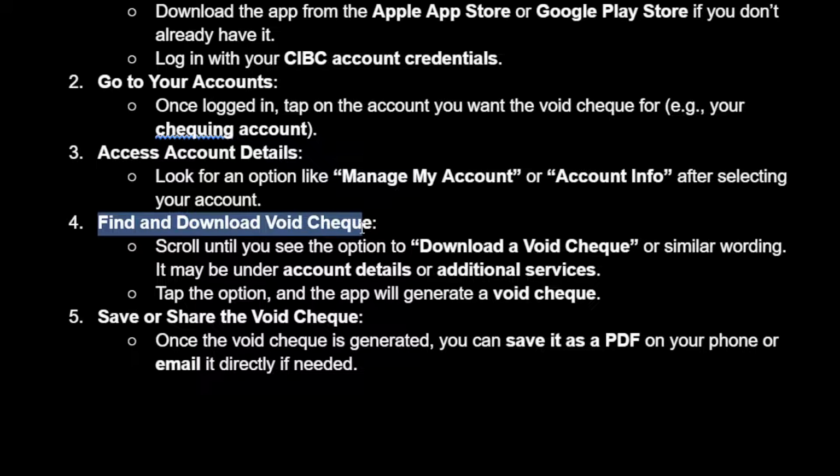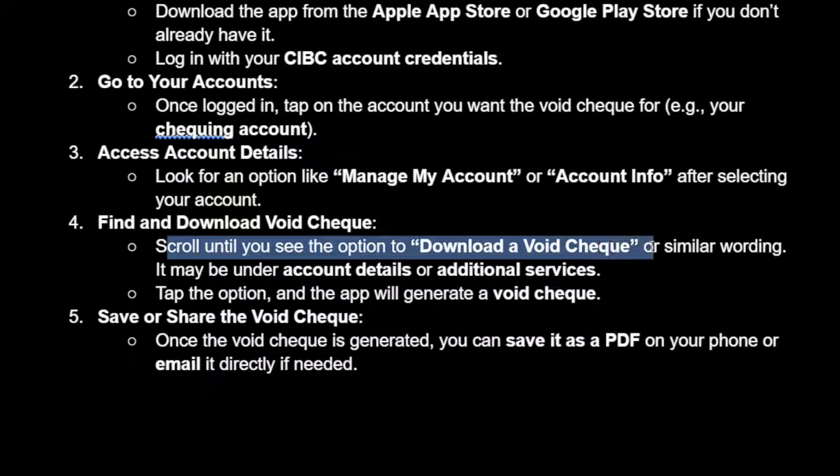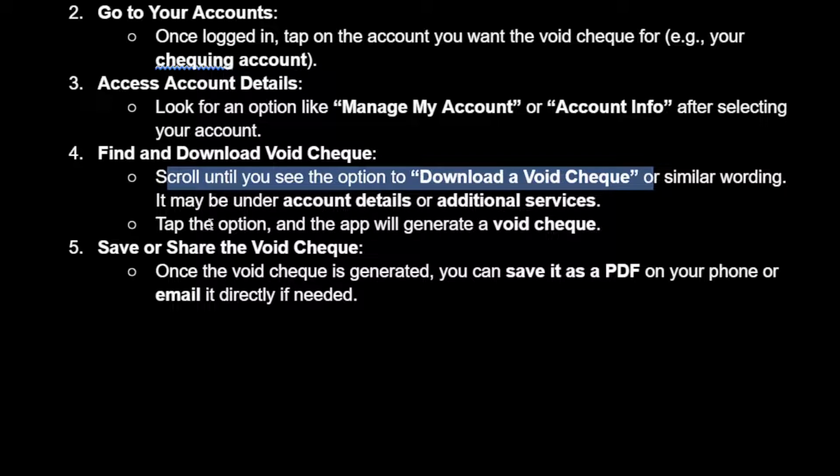Find and download the void check. You will scroll down until you see the option to download a void check or something with similar wording. It may be under account details or additional services. You want to tap on the option and the app will generate a void check for you.